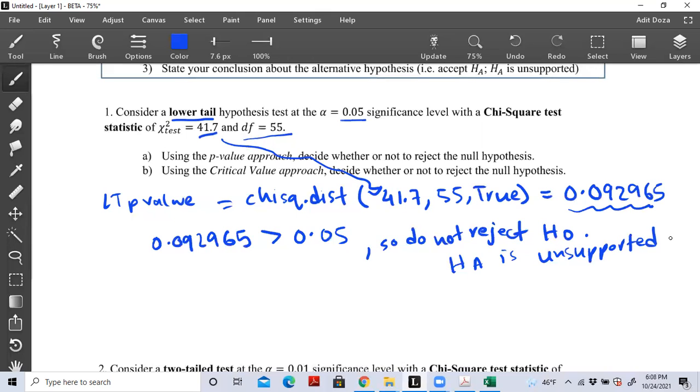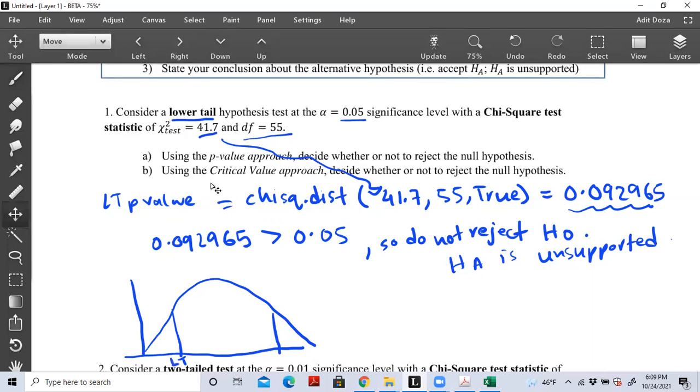Okay, so this was very easy, straightforward. But let's now look at the case for the critical value approach. You know that the chi-square test statistic is always positive, right? And they have a lower tail and they have an upper tail. But for our case, it's lower tail because it's already stated in the question, right?